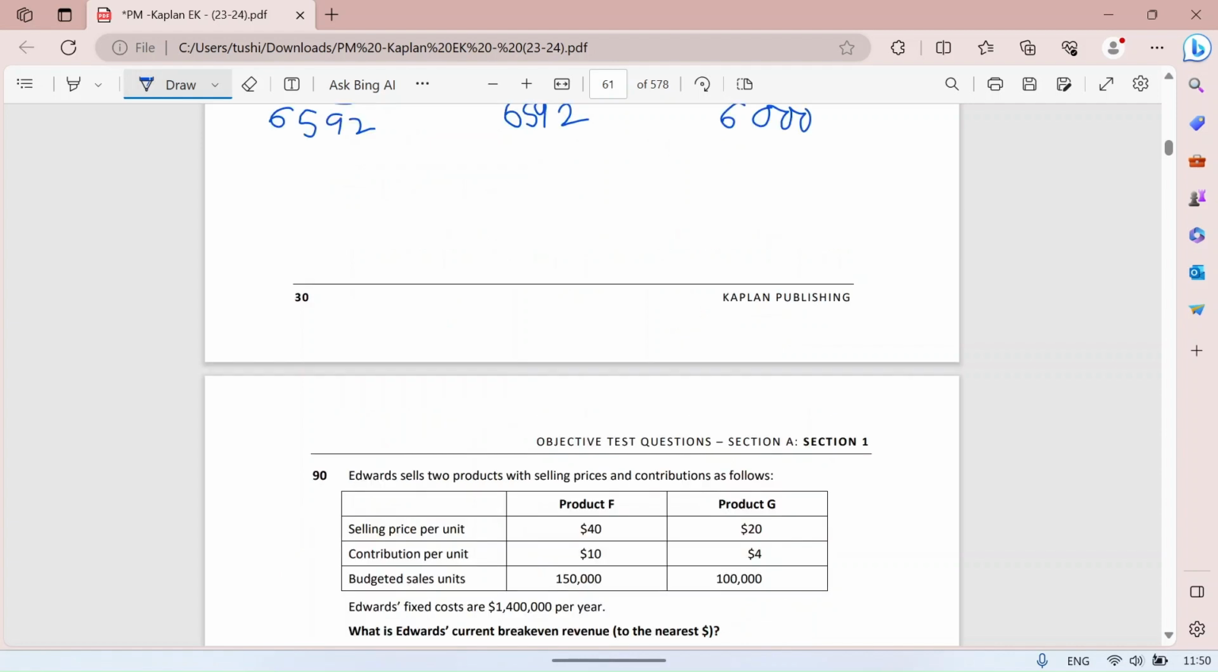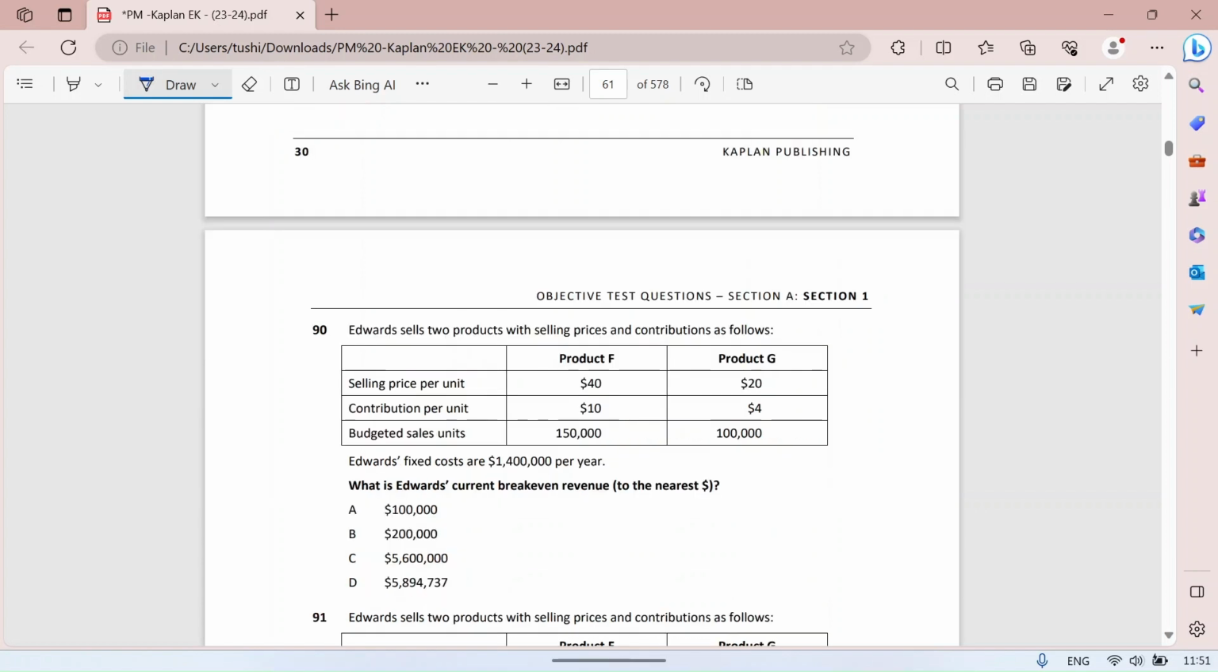Now, moving on to the next question. Edward sells two products with selling prices and contributions as follows. So, we have two products given to us over here. We have to tell the current break even. We have the selling price, the contribution, and the sales as well. So, basically, we will have to work out the weighted average contribution to sales ratio.